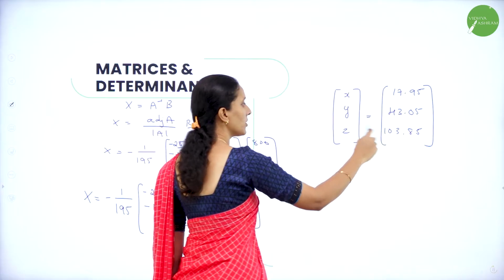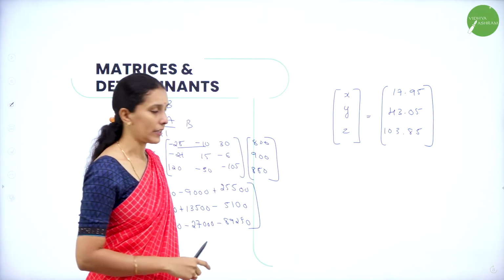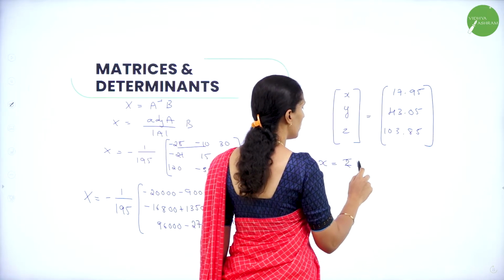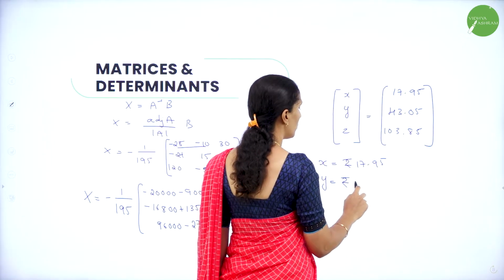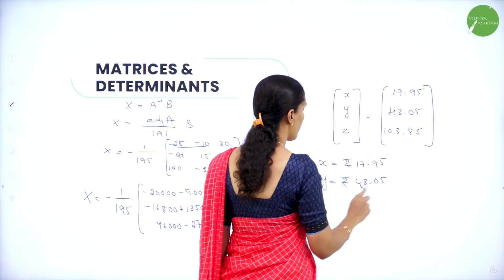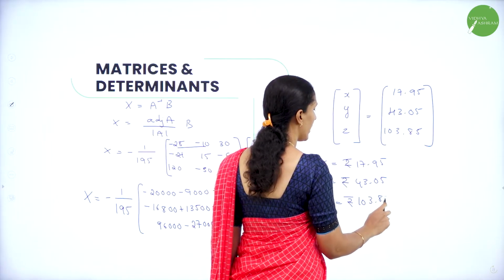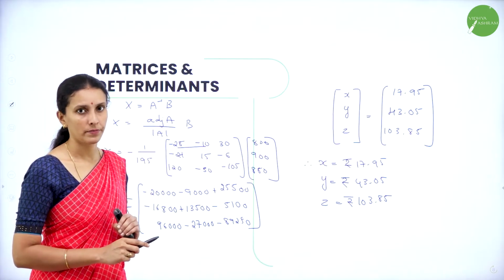So this is the commission you will get per product for product A, product B and product C. So therefore, we can write x is equal to rupees 17.95, y is equal to rupees 43.05, z is equal to rupees 103.85. So this is the commission he'll get per product.